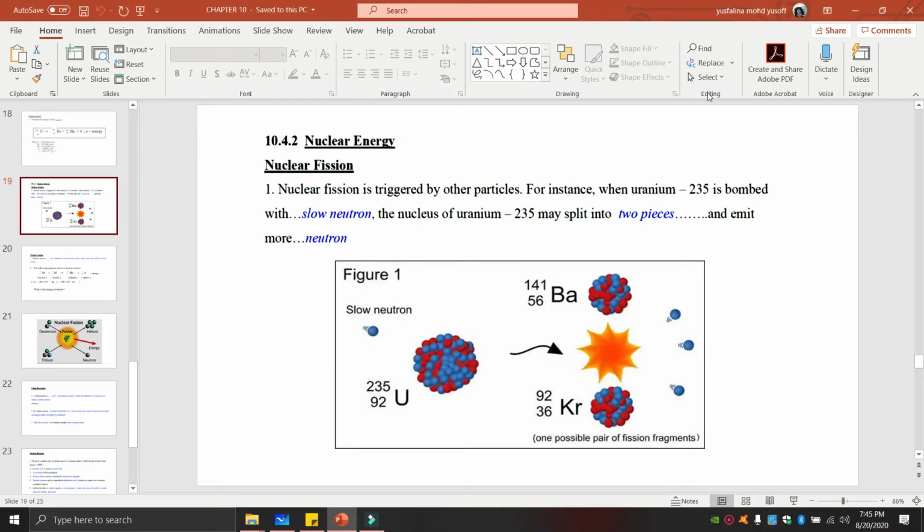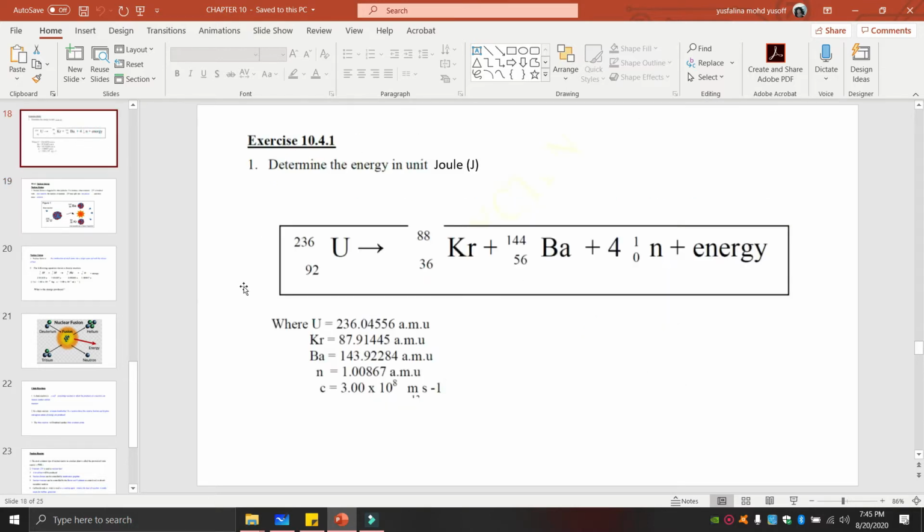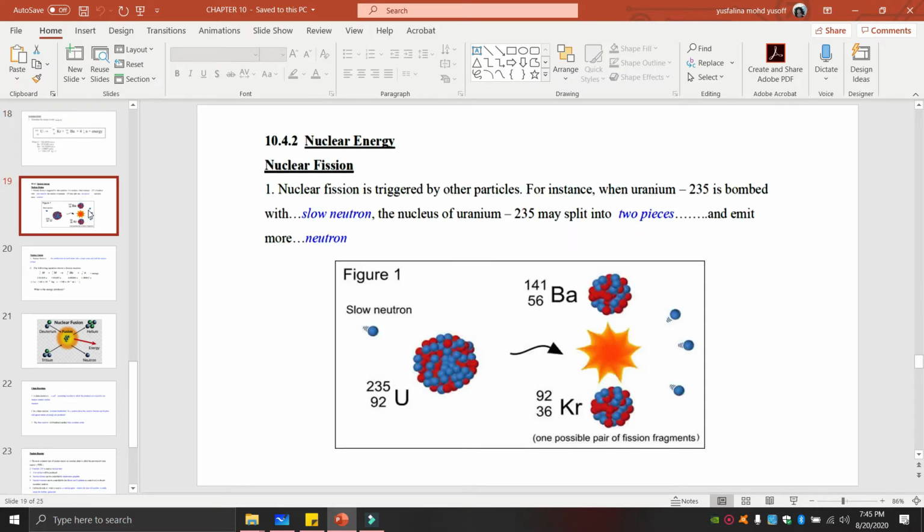Hello class, so we continue from our previous lesson. Before this, I think we stopped until here, right? So we continue to nuclear energy.